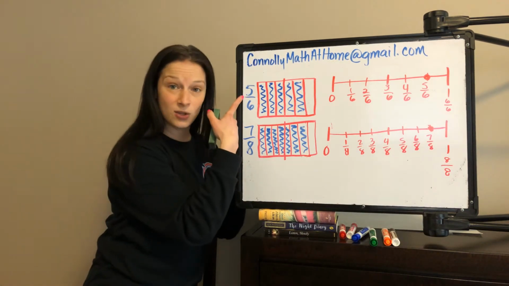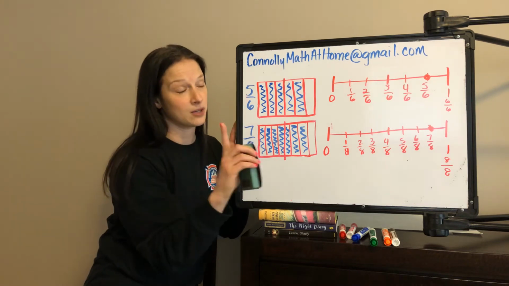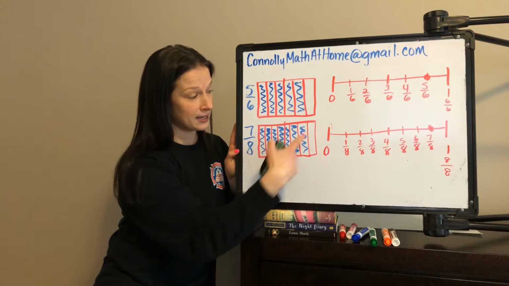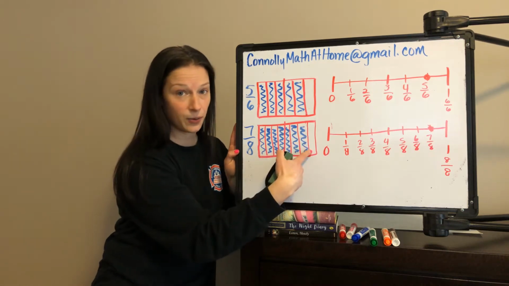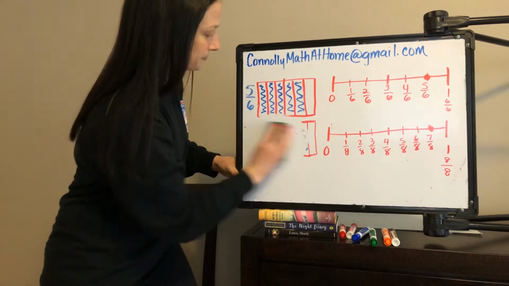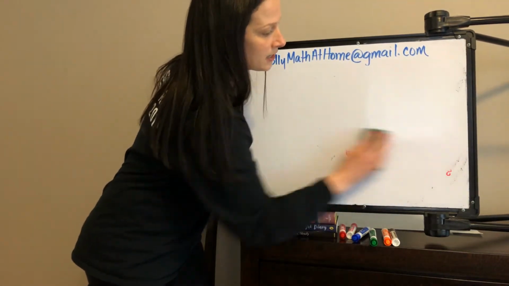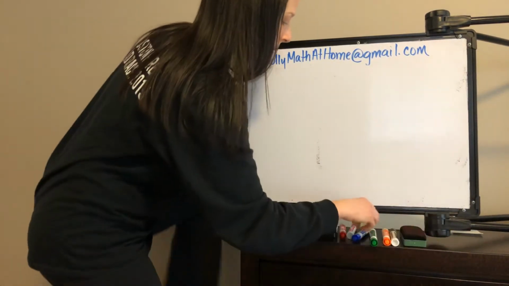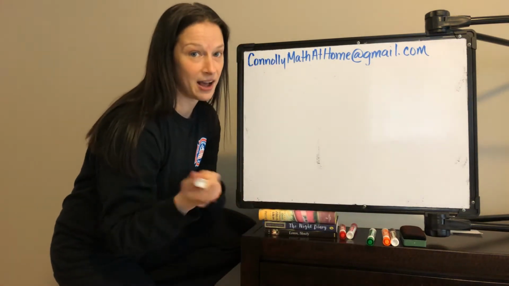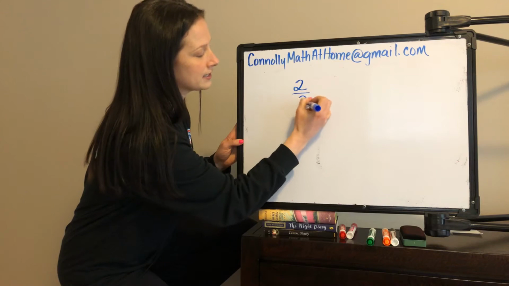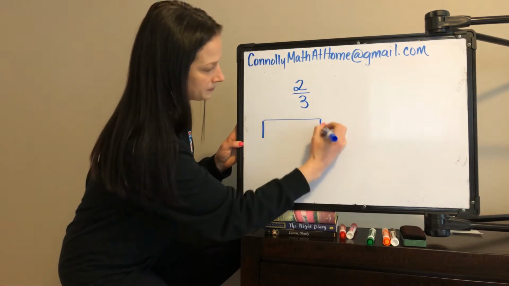So 6/6 is a whole, I only have 5/6, I'm missing one piece. 7/8 is one piece from a whole, I'm missing just this one piece here, okay? All right, so let's look at two other fractions that are both one piece from a whole, but that we can kind of make some generalizations about. So let's think about 2/3.